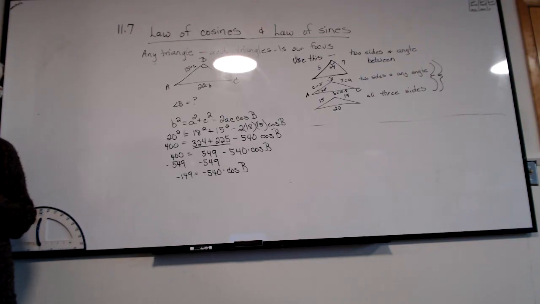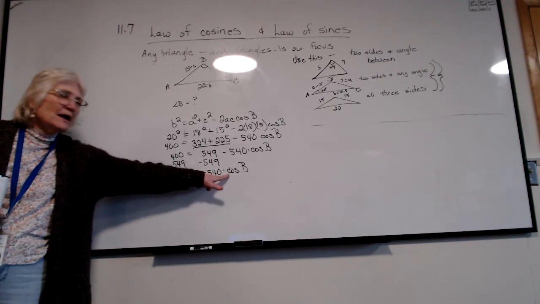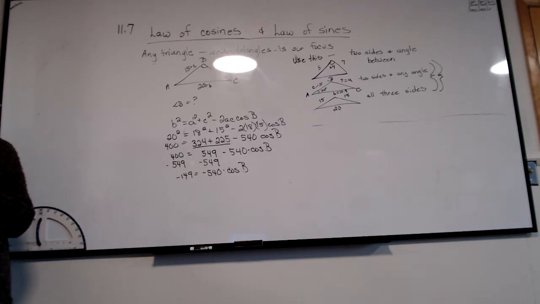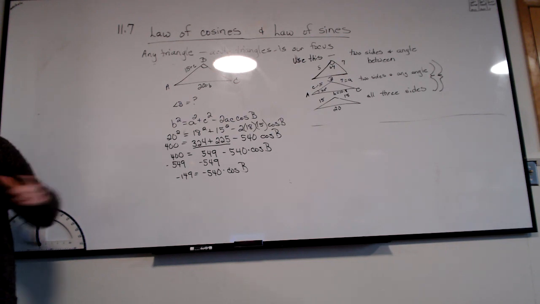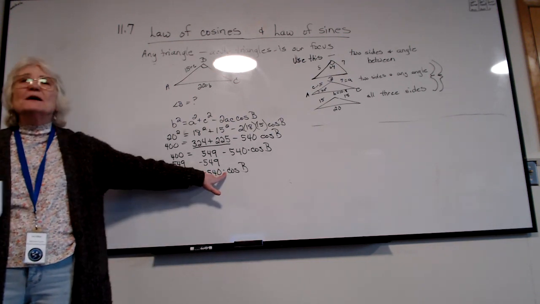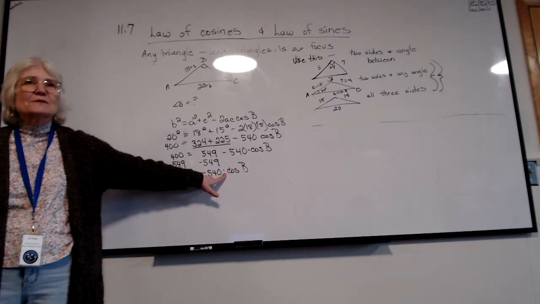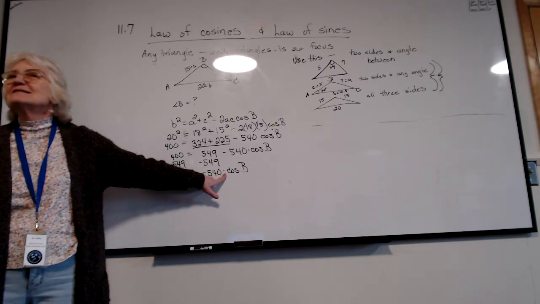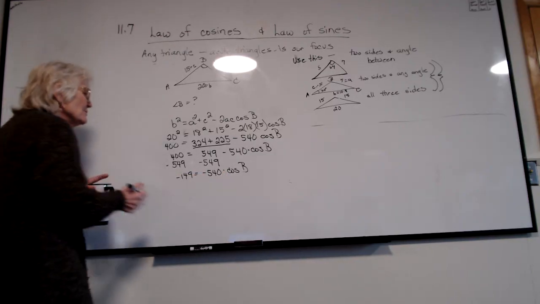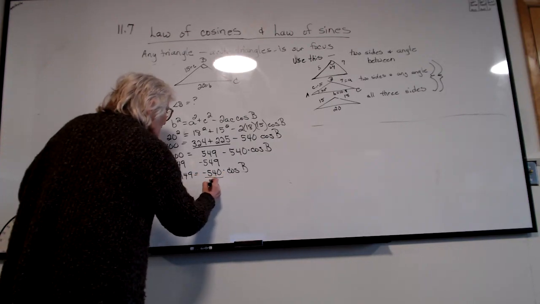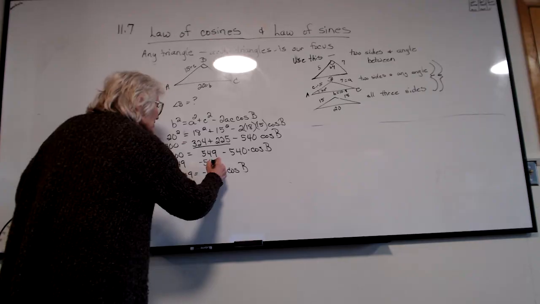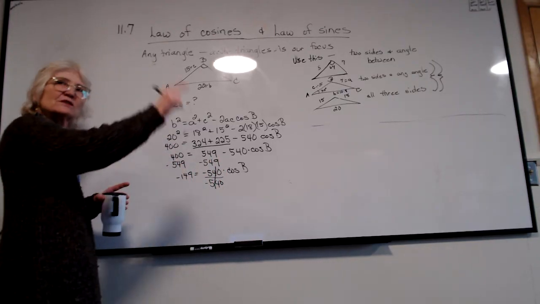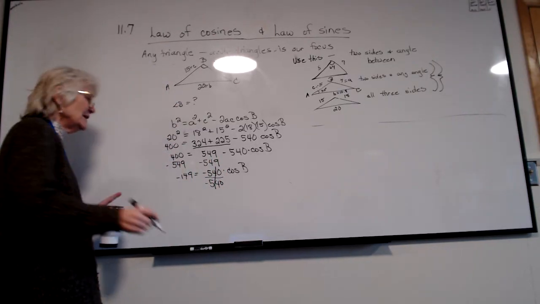Add it. If I add it to this side, what happens to cosine B? Think of opposite operations. What's my operation here? It's multiplication. The opposite operation is division. So that's how we undo it. So we take and divide by negative 540. That makes this 1. 1 times cosine B is just cosine B.